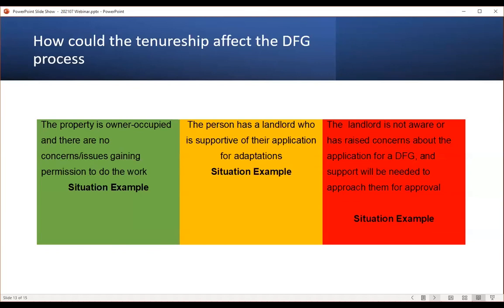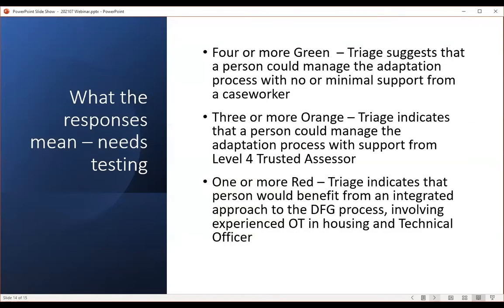And a clear red flag is where we've perhaps got a landlord who isn't aware about the DFG, or who's actually raised some concerns about the person having their tenant and having the property adapted, and so that's where we know we're probably going to need to do more specialist work with the landlord to give them some reassurance and to help them through that DFG process. So those are the 7 questions. So this is where we're going to need to do some more work.